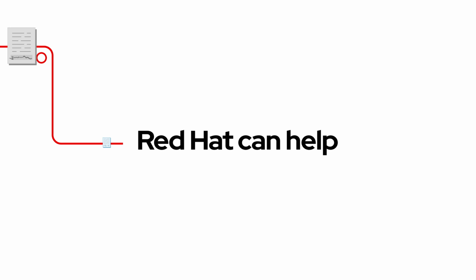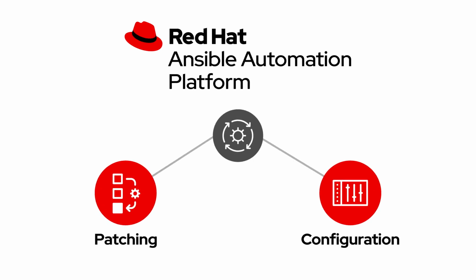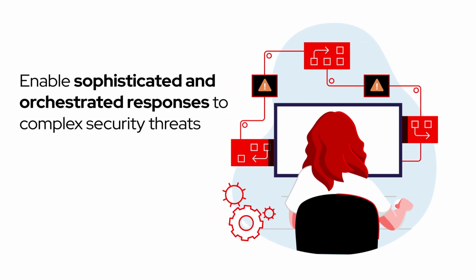That's where Red Hat can help. Red Hat Ansible Automation Platform can automate routine, time-consuming tasks like patching and configuration and bridge the gap between your existing security and management tools to enable sophisticated and orchestrated responses to complex security threats.